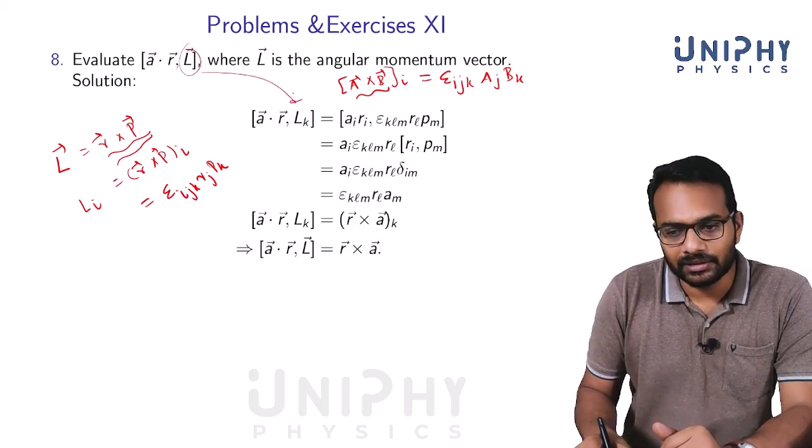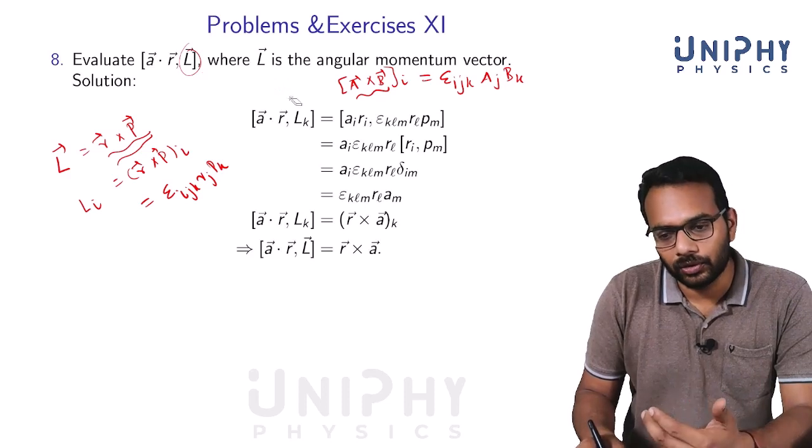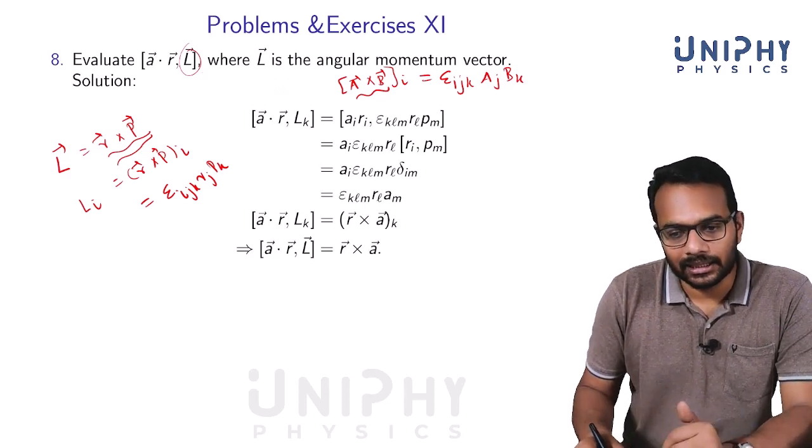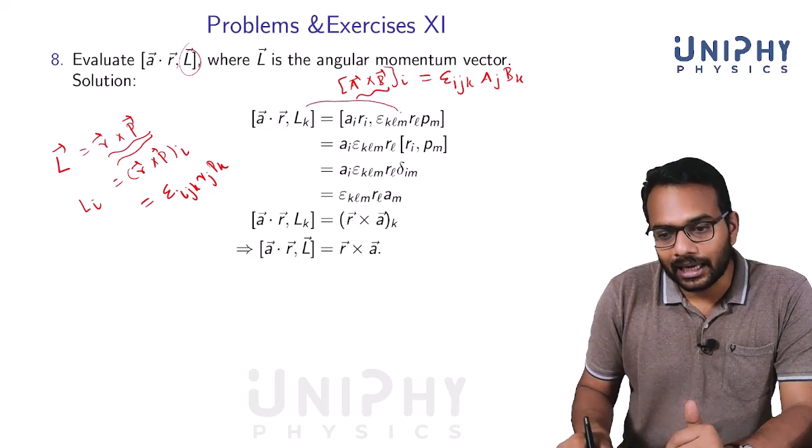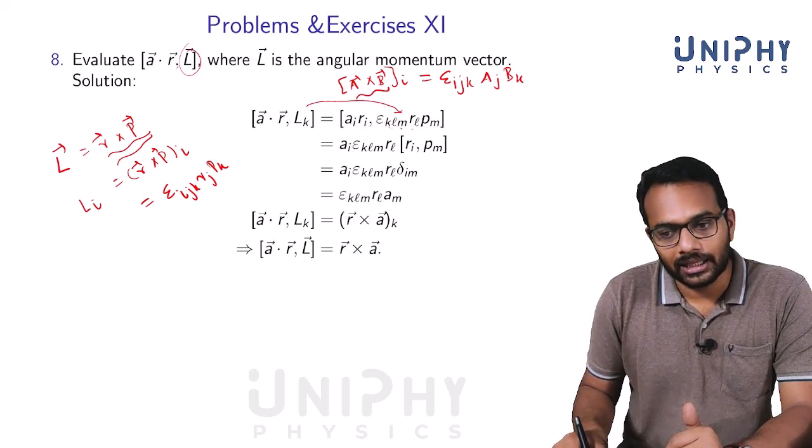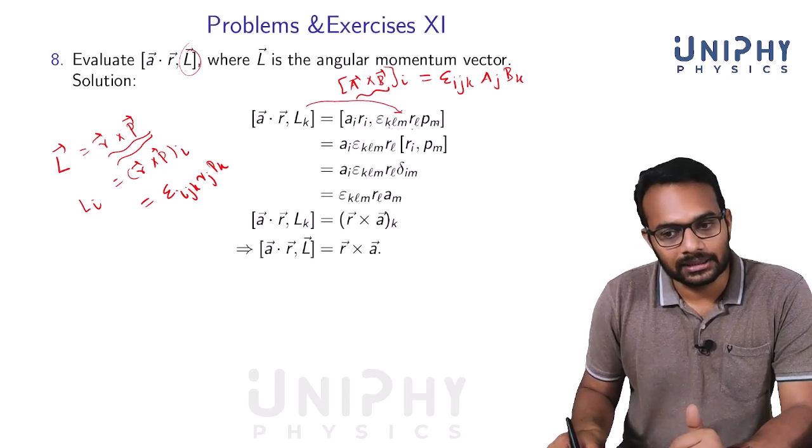I am just checking with the kth component. You could do it for one of the components and then generalize. So this is A dot r with Lk, and Lk I have written as epsilon kLm. This is the kth component, so there will be a k here. L and m are dummy indices.